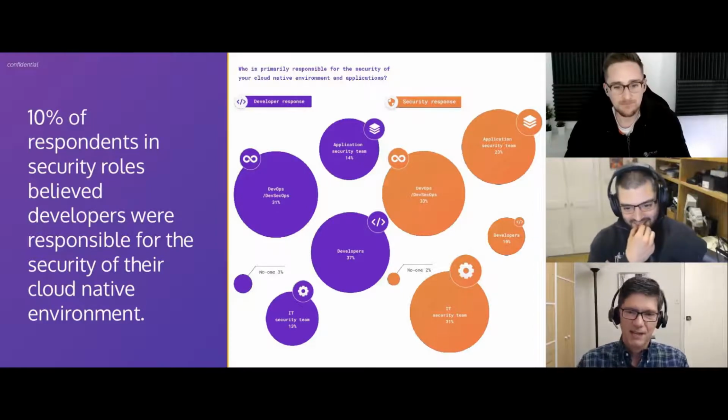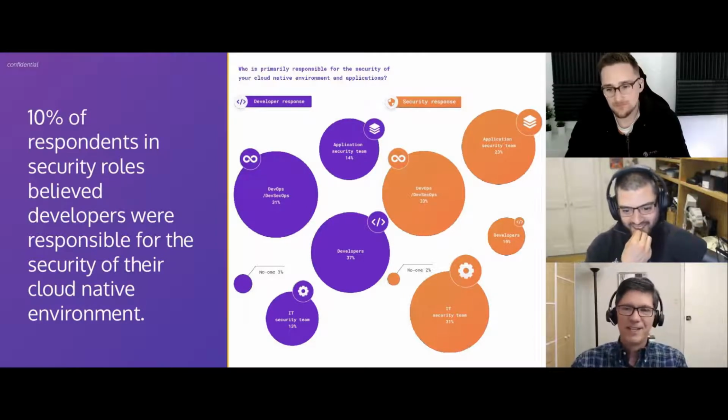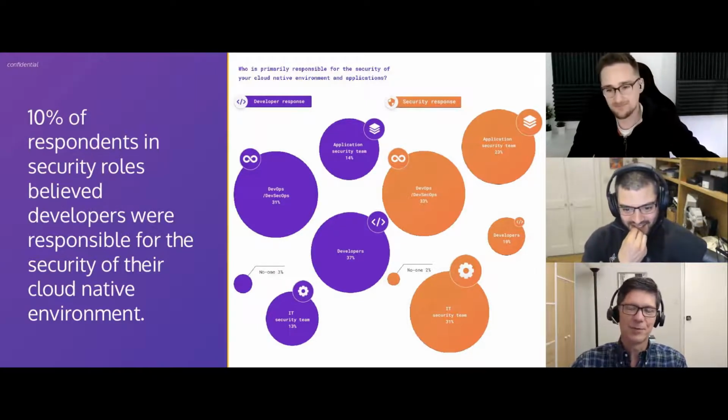Yeah, agree 100%. Very interesting research. I love how you pitted the two teams against each other to see the different perspectives.